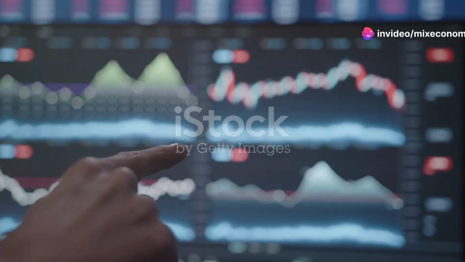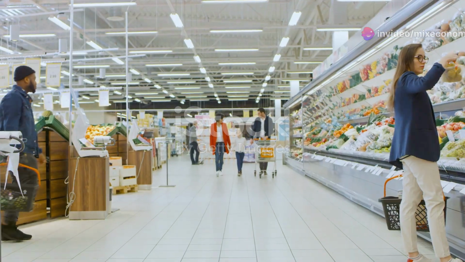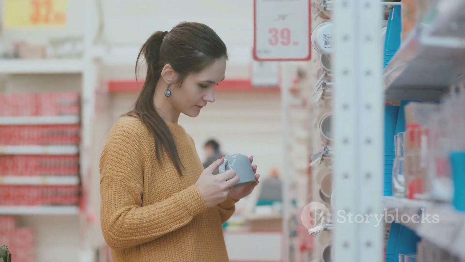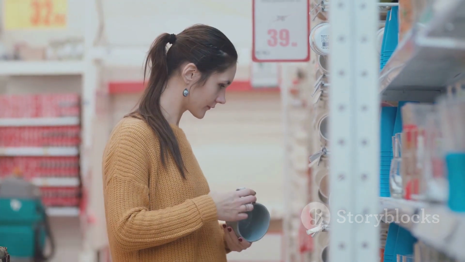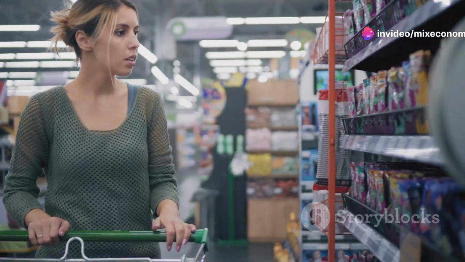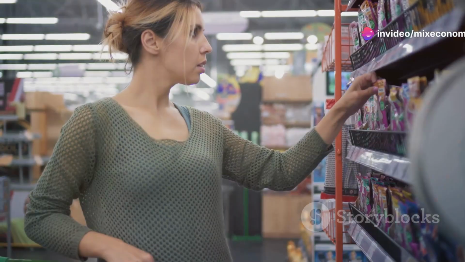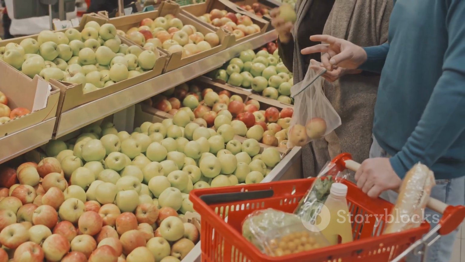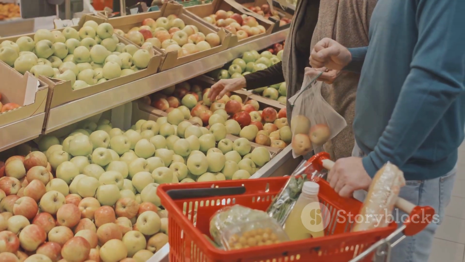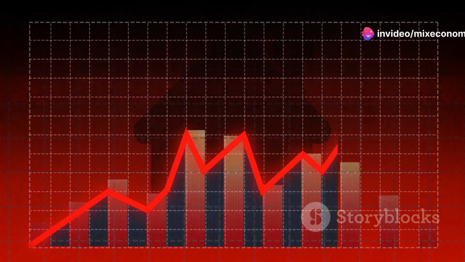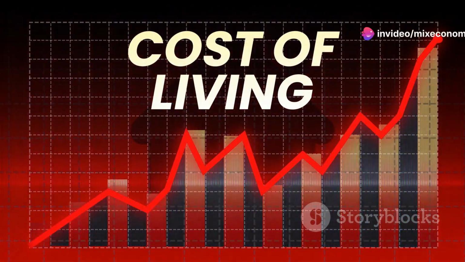While valuable, the CPI is not a perfect measure of the cost of living. One limitation is substitution bias. The CPI assumes consumers buy the same quantities of goods each month, even when prices change. In reality, consumers adjust their spending habits in response to price changes. For example, if apple prices rise, consumers might buy more oranges instead. The CPI doesn't fully account for this substitution effect. As a result, it may overstate the true increase in the cost of living.